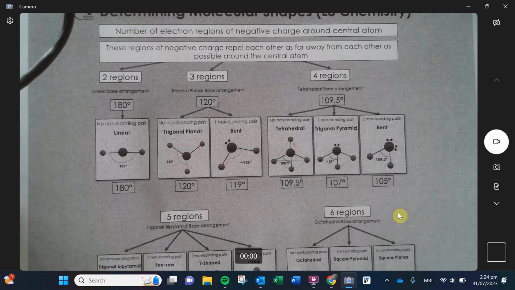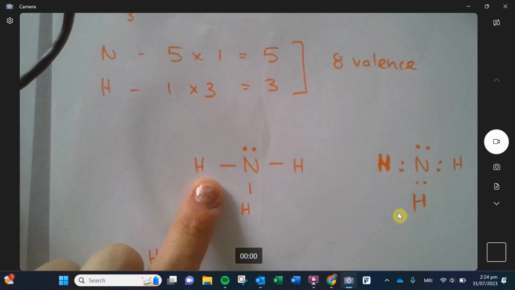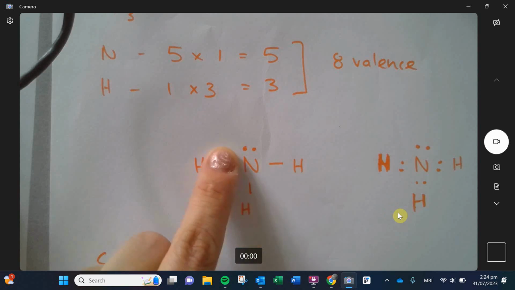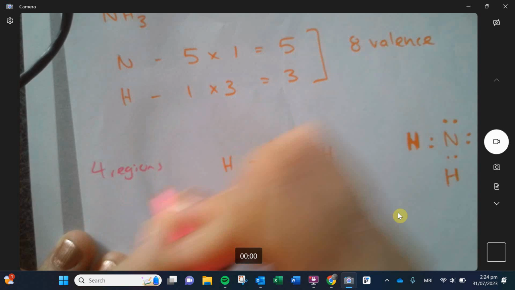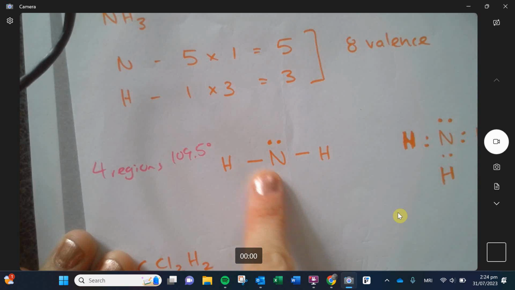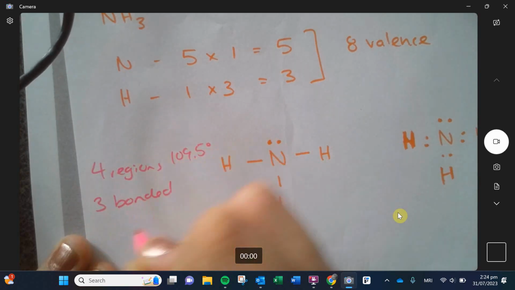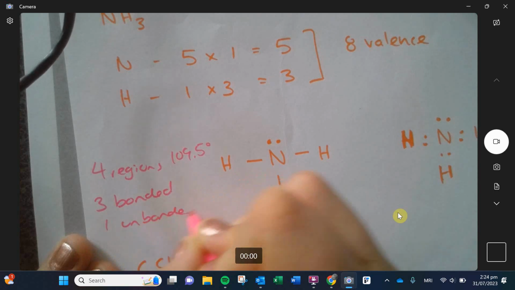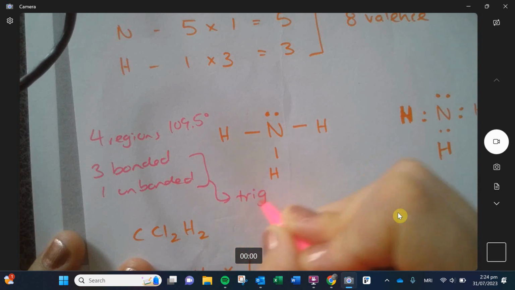And if we want, we can look at the notes that we did on Thursday when you are doing some revision. If we're looking at ammonia right here, there are 3 regions that are bonded and 1 unbonded. So 4 regions, that would be 109.5. And because only 3 are bonded and 1 is unbonded, that resulted in a trigonal pyramidal shape.